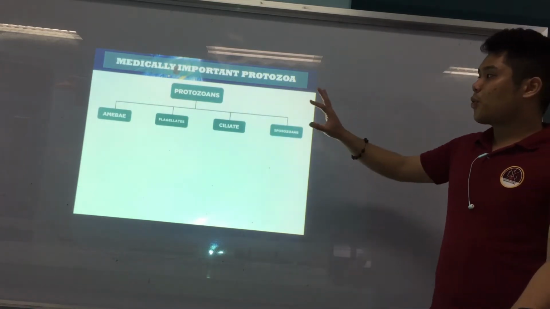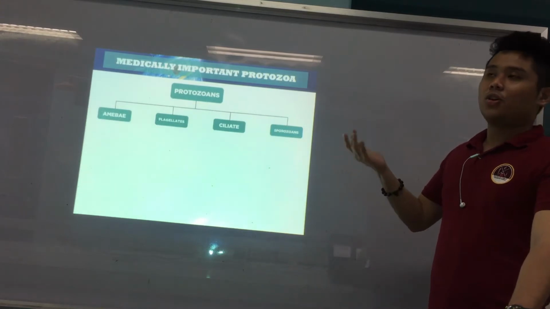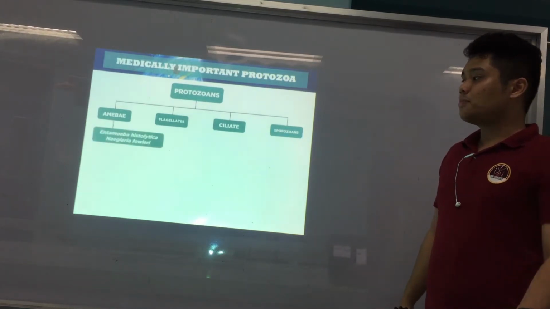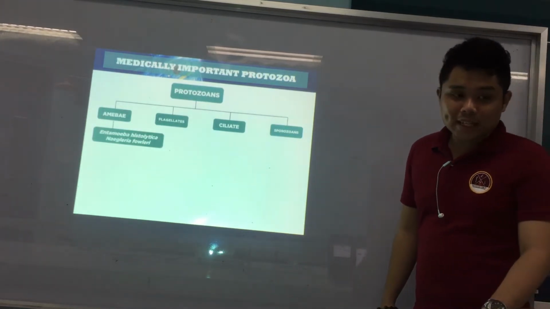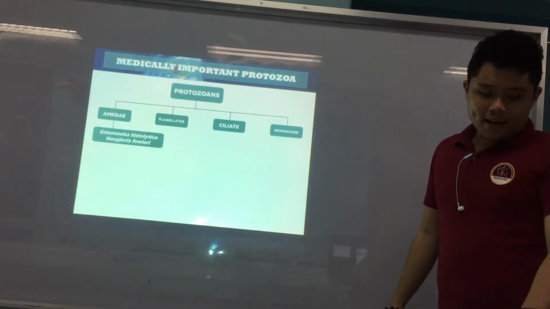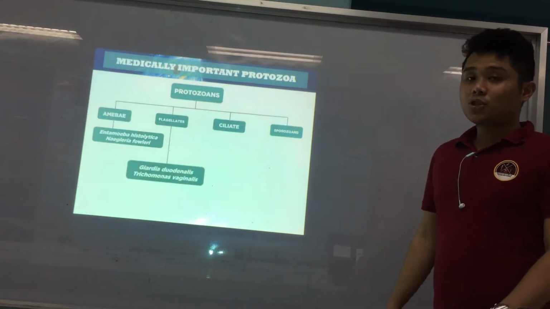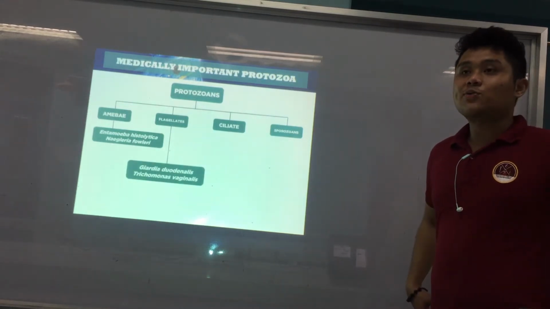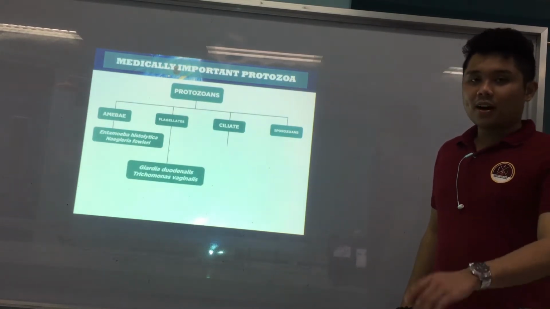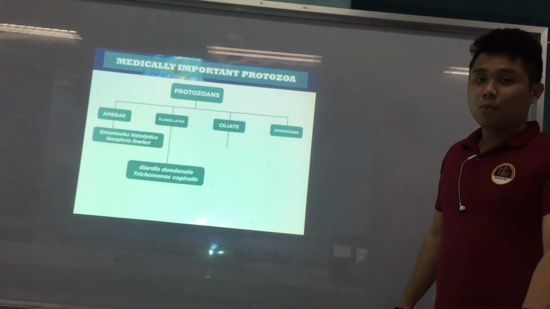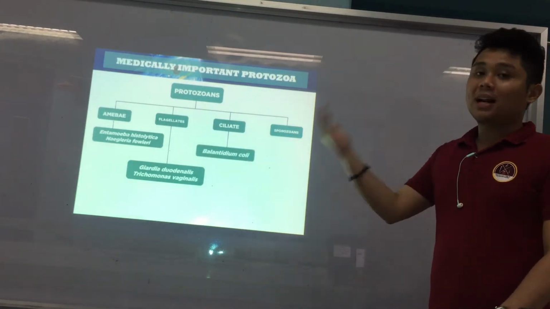All right. Now, for this lecture, what are we going to discuss? For the amoeba, we'll just focus on 2 species: Entamoeba histolytica and Naegleria fowleri. For flagellates, we're going to discuss only 2 also: Giardia duodenalis and Trichomonas vaginalis. And lastly, for ciliates, the only pathogenic ciliate, Balantidium coli.